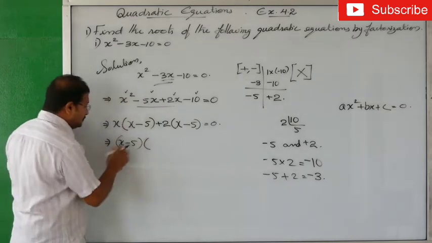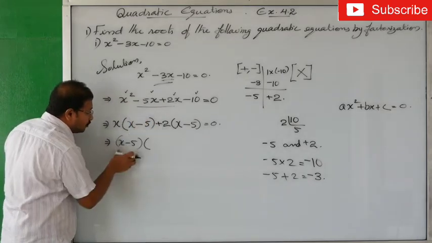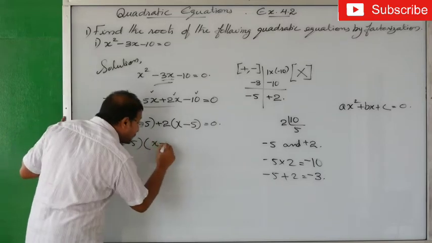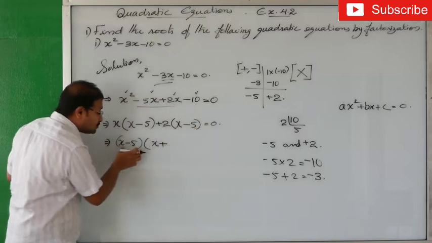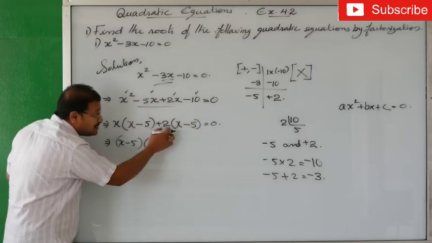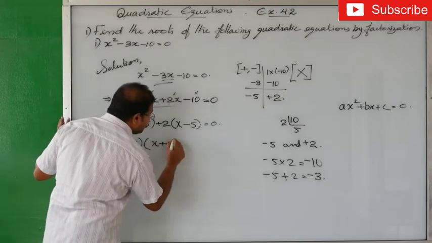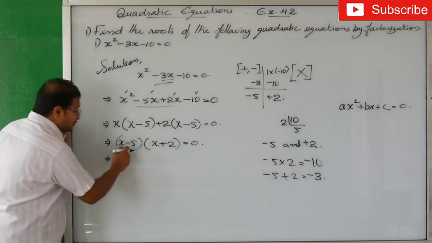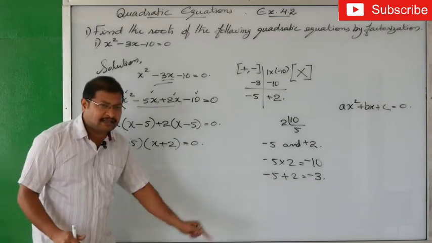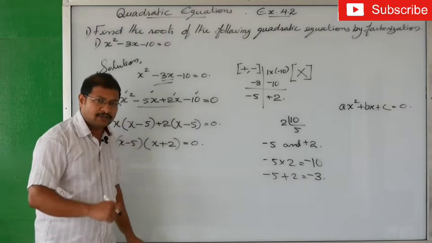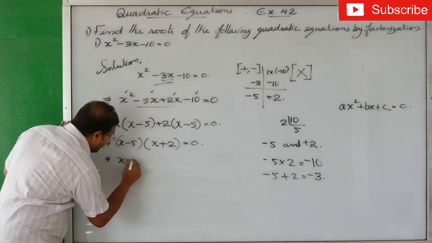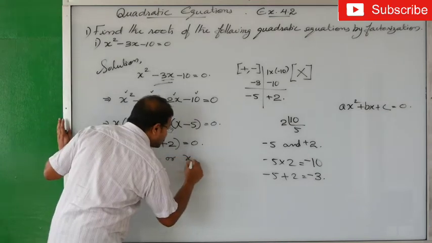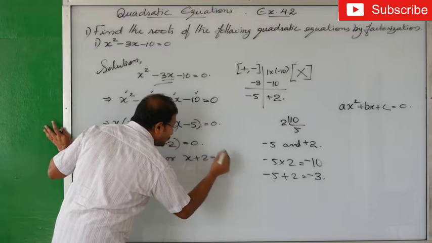Then the balance, if I take x minus 5 outside from here, what is the balance? x. What is the sign here? Plus. From here we already took x minus 5 outside, isn't it? So what is the balance? Plus 2 equals 0. This implies these two terms multiplying to 0 means anyone should be 0, isn't it? That means you will write x minus 5 equal to 0, or x plus 2 equal to 0.